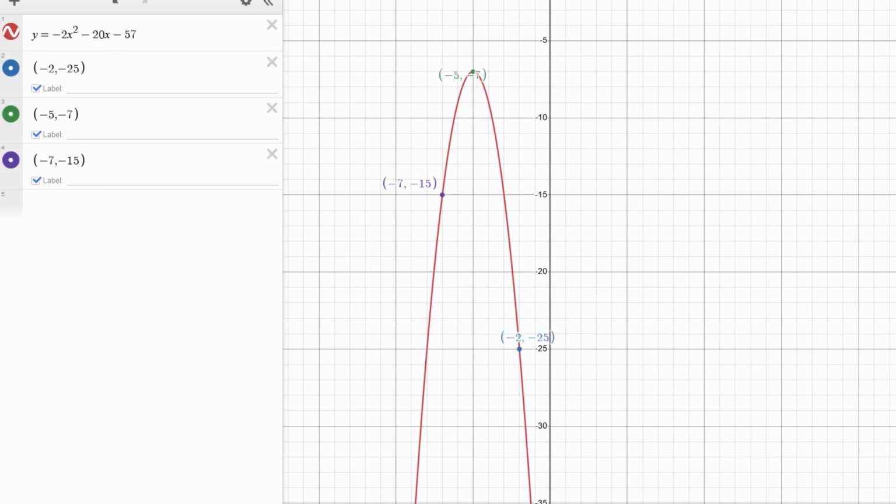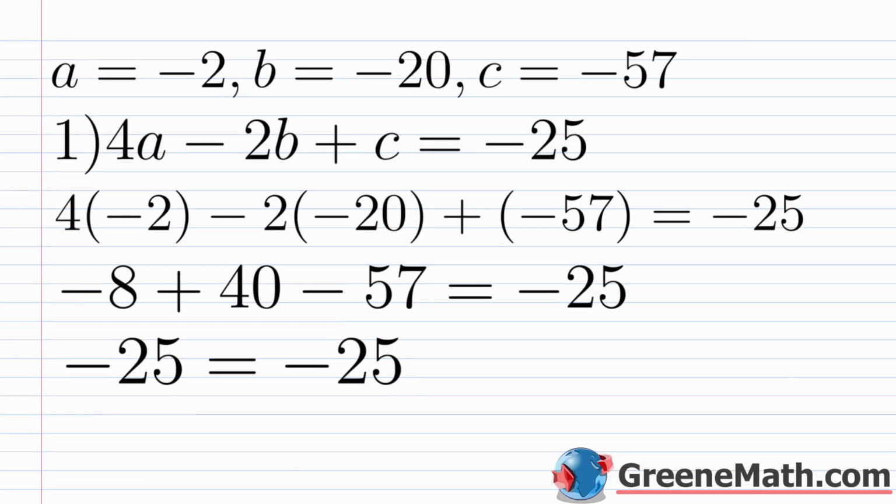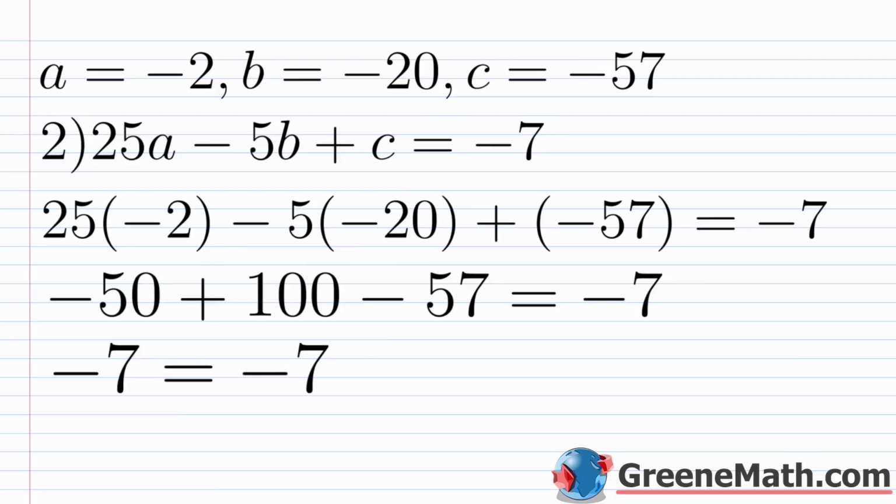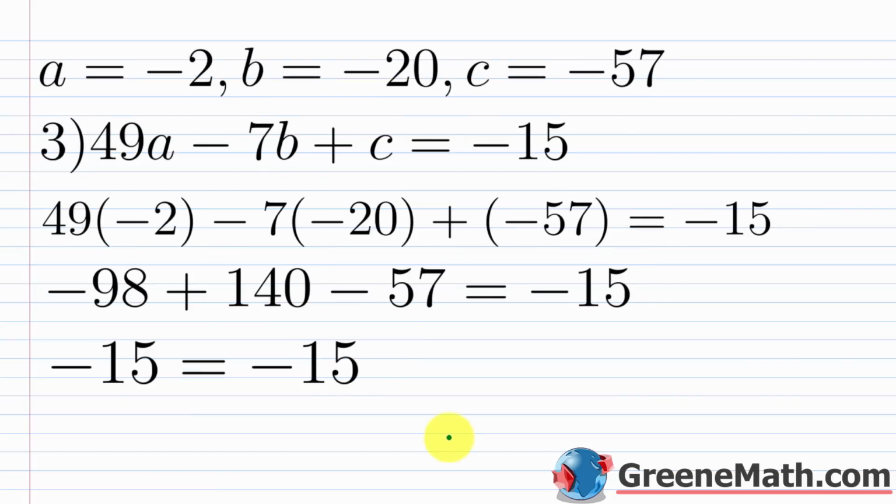So once again, if you want to see this on Desmos, this will be your y equals negative 2x squared minus 20x minus 57. You have your point negative 7 comma negative 15, your point negative 5 comma negative 7, and then your point negative 2 comma negative 25. If you want to do this by plugging in, for the first equation, you get negative 25 equals negative 25. For the second equation, you get negative 7 equals negative 7. Then for the third equation, you get negative 15 equals negative 15.